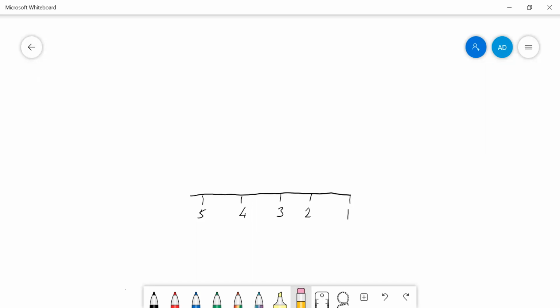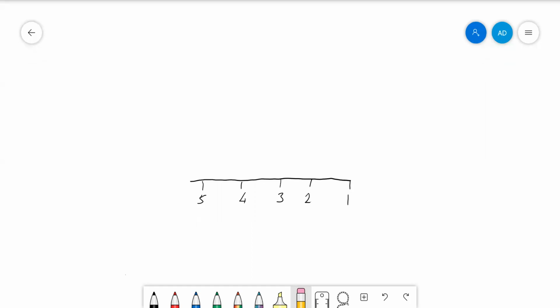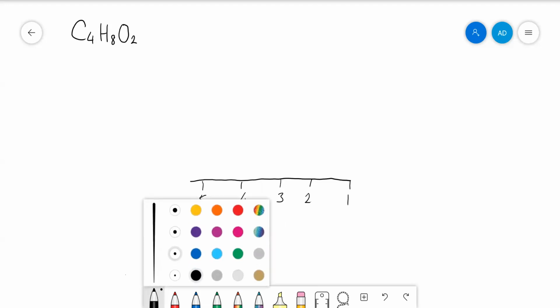Okay, let's use NMR to work out a structure. So I'll give you an NMR spectra, and then you have to work out what the structure is from that. Okay, so we know that the molecular formula is C4H8O2. And this is what the spectra looks like.